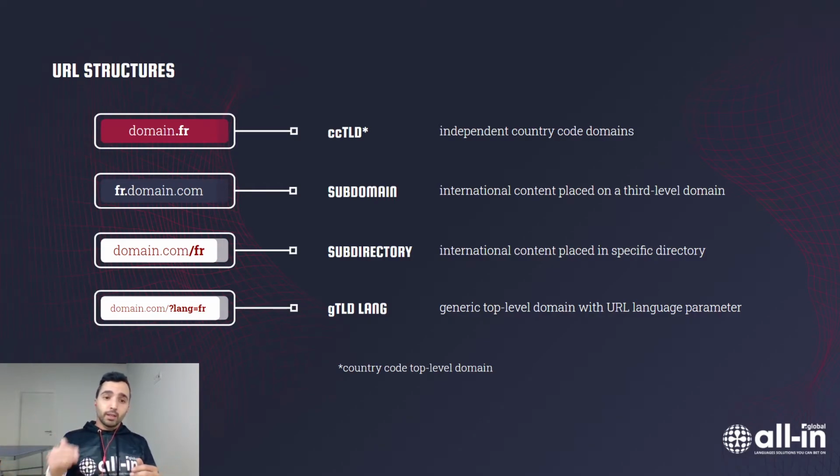There's a final one that I would like to talk to you about, which is the gTLD with a lang parameter. This is a language parameter. It's a little bit different from the ccTLD, the subdomain and the subdirectory, but still, a lot of websites, instead of targeting markets, target languages.